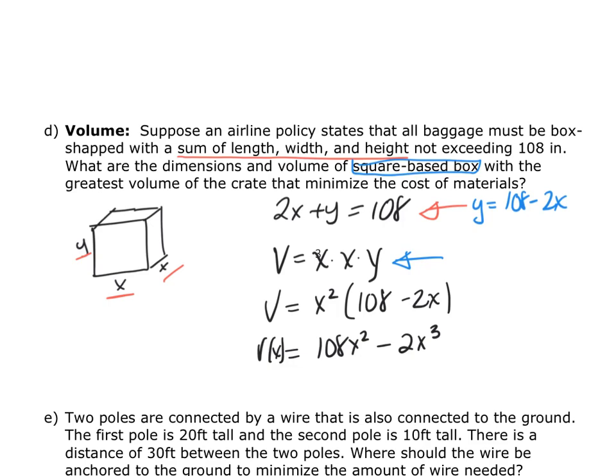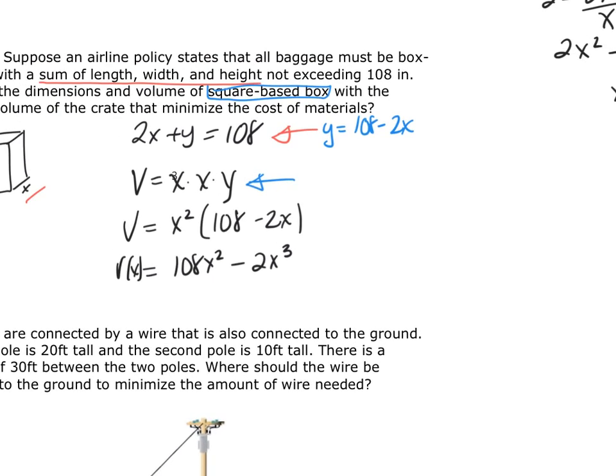Take the derivative. So let's go ahead and take the derivative, and so I get V prime of x is equal to 216x minus 6x squared. Now what? Set it equal to 0. Then what? Factor in x.